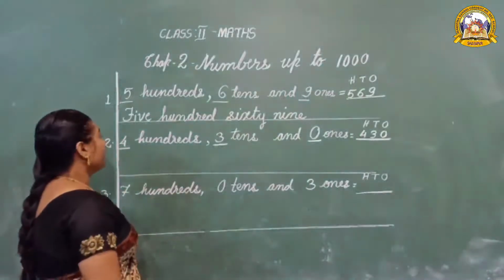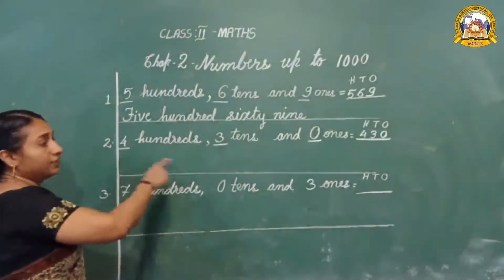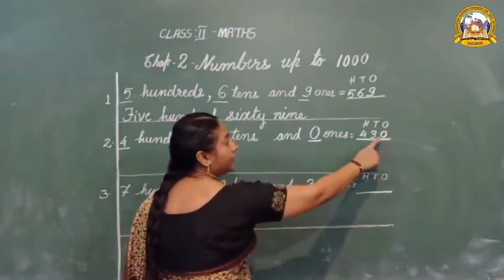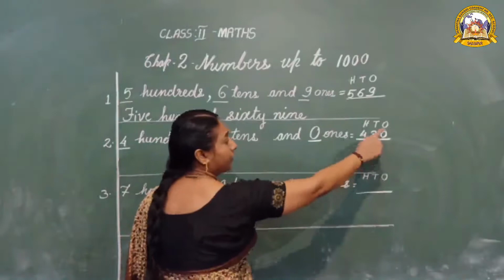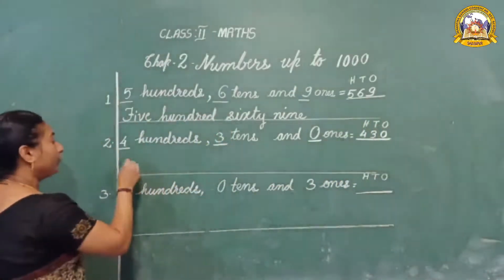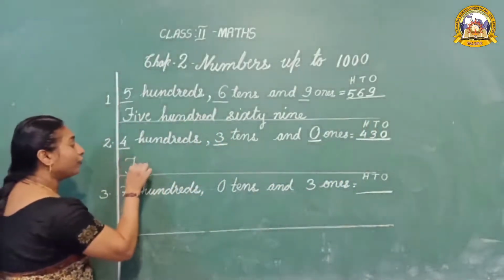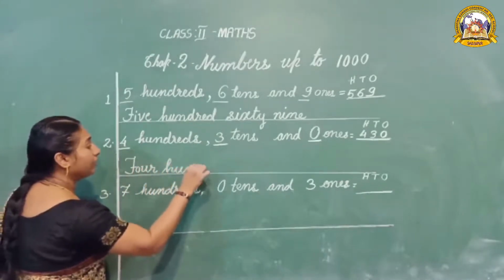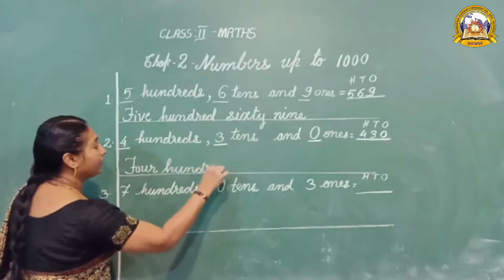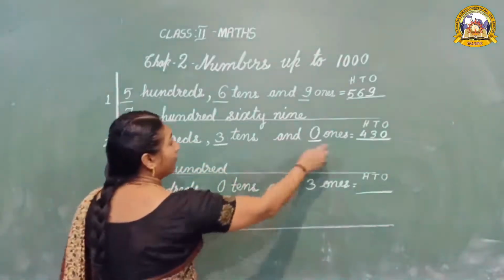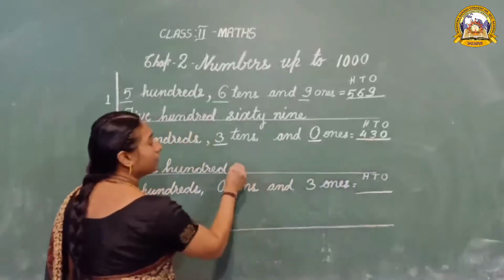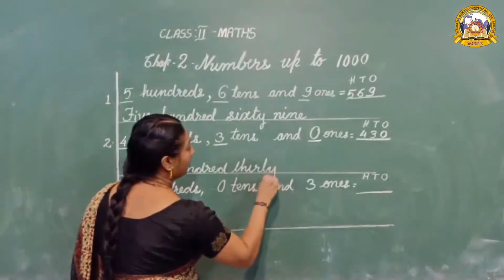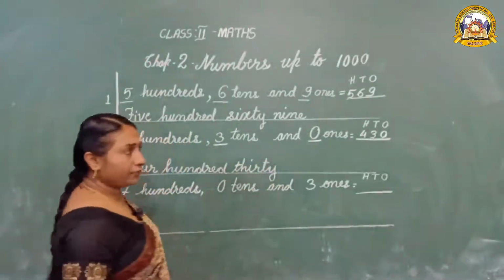Okay. Next. Here, how can we read it? 430. Read. 430. 4 spelling F-O-U-R. 400. H-U-N-D-R-E-D. 100. And what is remained then? 30. 30 spelling T-H-I-R-T-Y. 30. Okay.